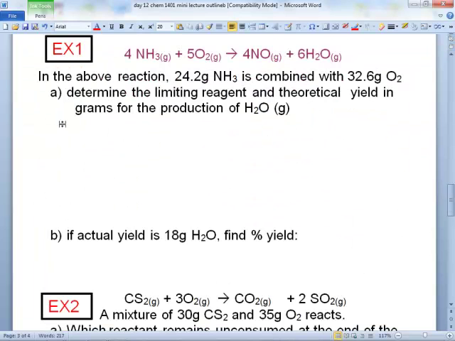We've got 4 moles of ammonia reacting with 5 moles of oxygen, giving us 4 moles of nitrous oxide and 6 moles of water. In the above reaction, 24.2 grams of ammonia is combined with 32.6 grams of oxygen. Determine the limiting reagent and theoretical yield in grams for the production of water.